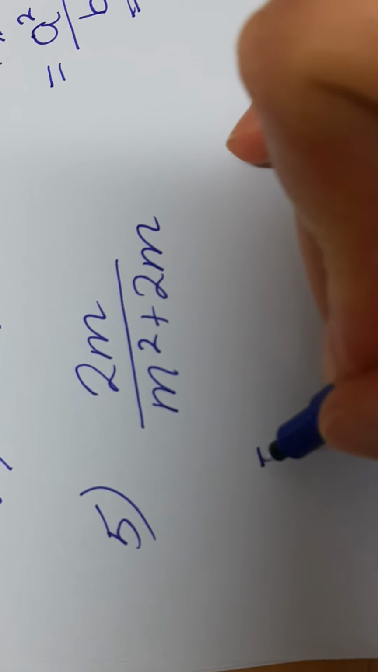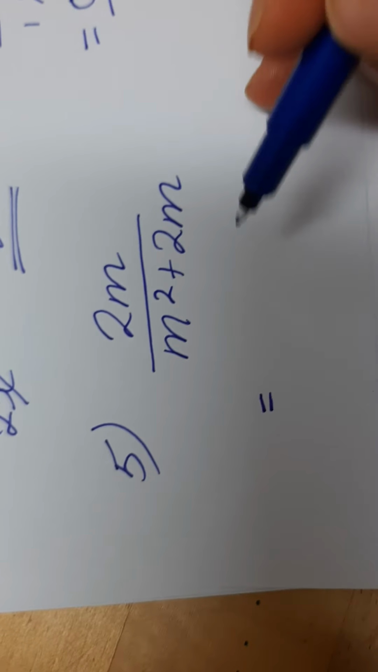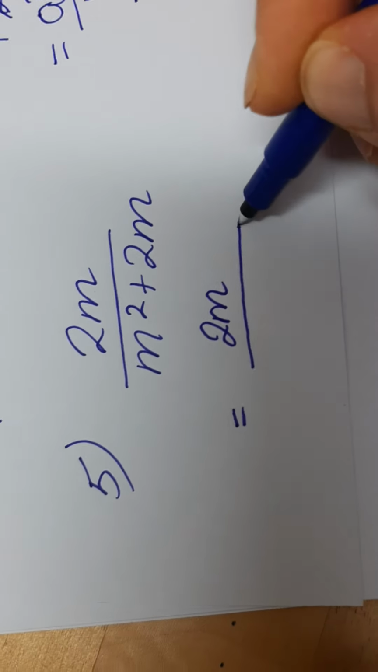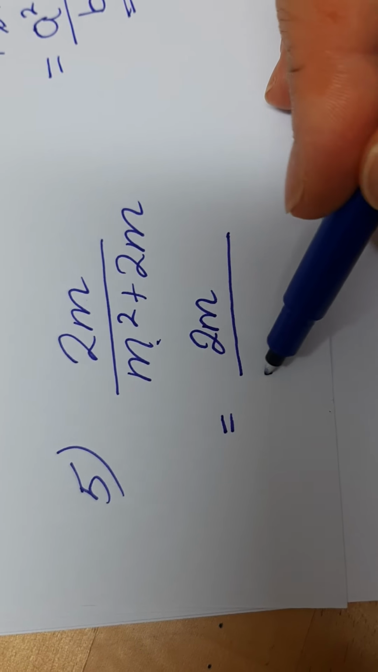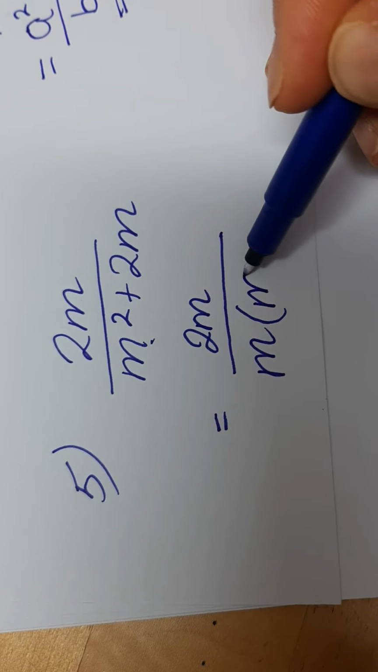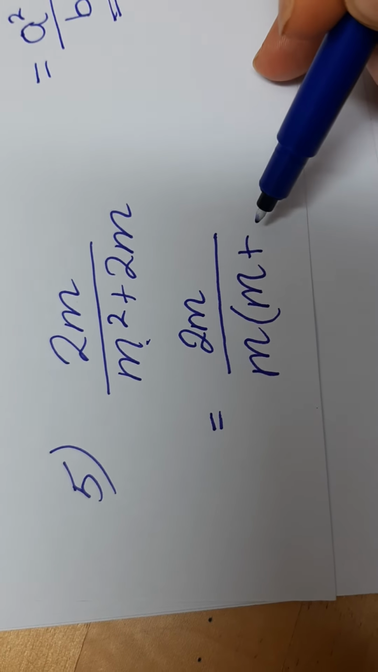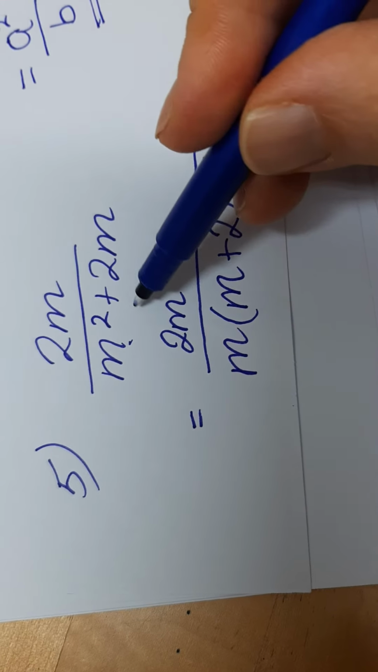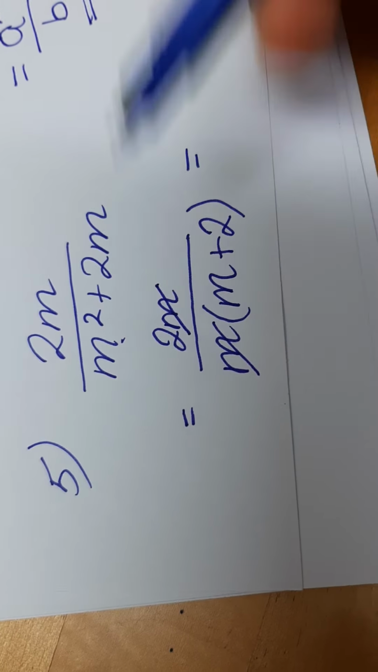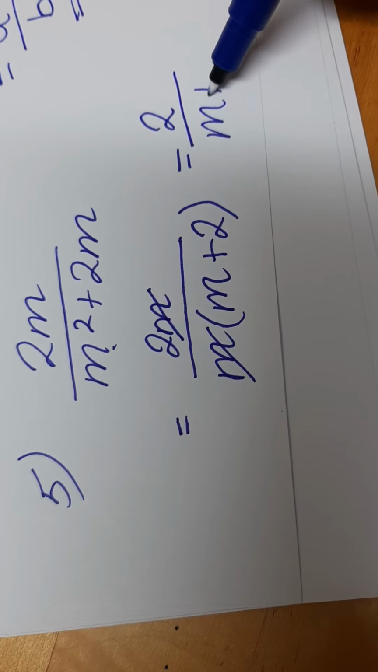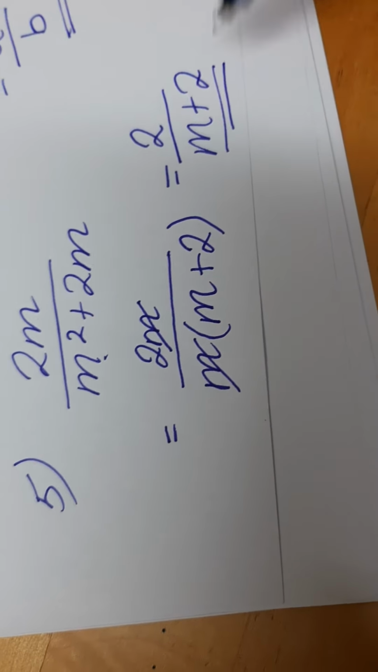I think let's do this question 5 as well, which is also from last year's things that you were going through. 2m on the bottom is just a single term on its own. We're looking underneath and we see a common factor of m. m times what gives me m squared? m times m, plus m times what gives me 2m? m times 2. I look at that and I notice that the m's cancel. So I'm left with 2 over m plus 2. That's my final answer.